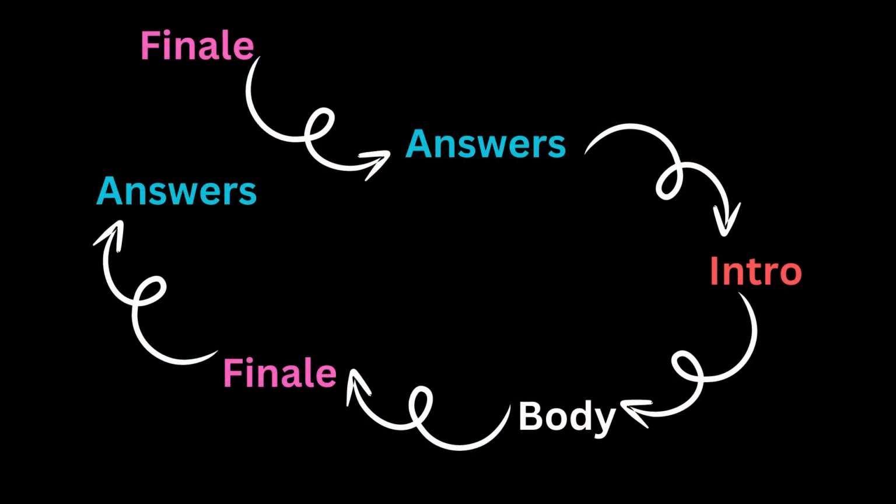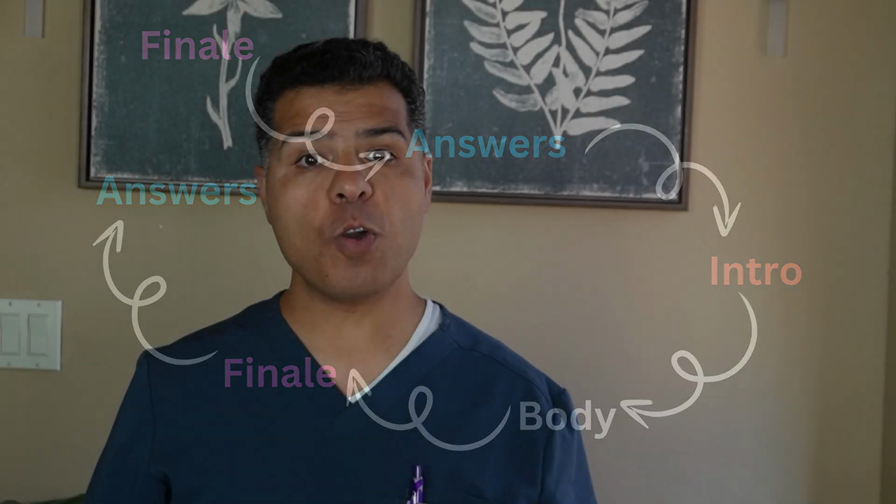Now, the 4-step process of reading any question is: read the finale and the multiple choice answers first, read the intro second, read the body third, and read the finale and the multiple choice answers once again. I hope you can see that reading the finale and multiple choice answers first makes the reading of the intro and the body more focused and critical, looking for hints and clues.